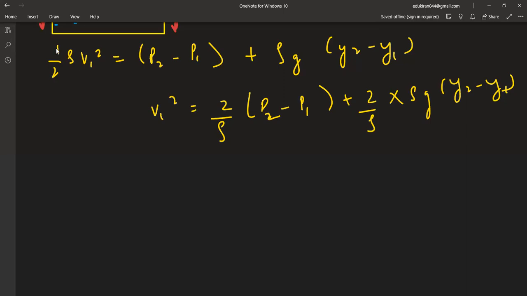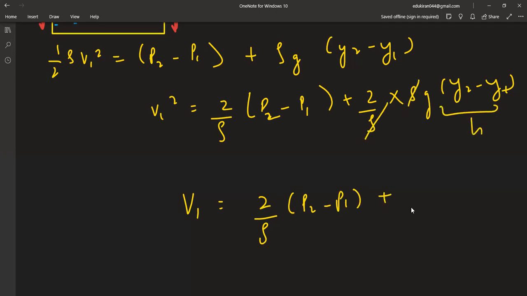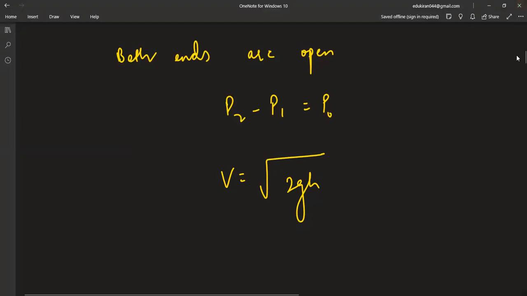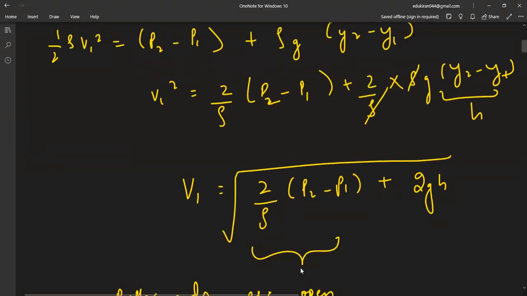What have I done? I've just multiplied this here, just to isolate V1. So what is V1? This is V1 square, so V1 will be under root of 2 by rho (P2 minus P1). See, this will be cancelled. This is the height, so this becomes 2gh. And if both the ends are open, then P2 minus P1 will be equal to the atmospheric pressure difference, which is zero. Then you will have velocity equal to under root 2gh, because this term will be 0 when both the sides are open. That's it, what you have to remember.